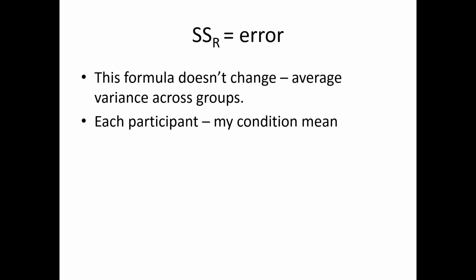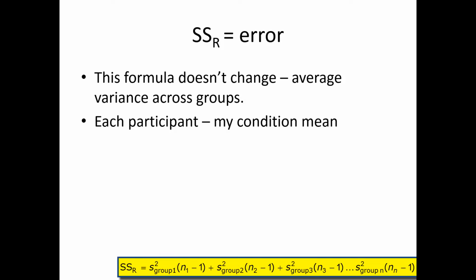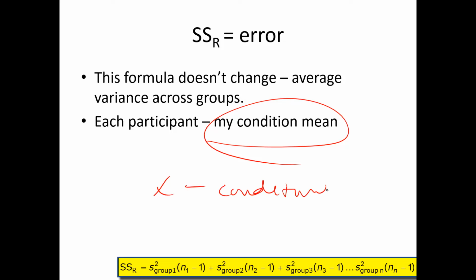Okay. So the cool thing is that sum of squares residual, or error, also doesn't change. It's the average variance across group. But now, again, I've got to account for the fact that my group is not just male, not just football, it's now a condition. So it's each person minus their condition. Okay. Which is the basic idea of a variance formula, right? Squared. So it's the sum of all the differences from conditions, so it's the average variance across groups.